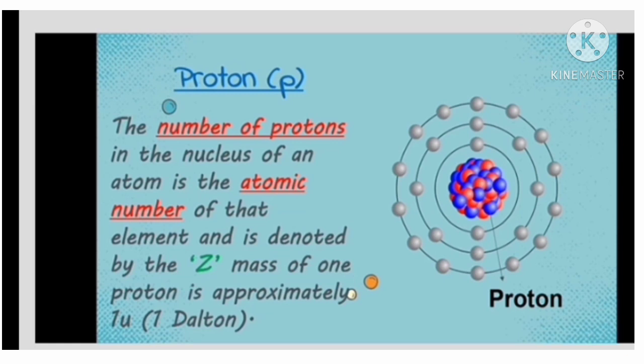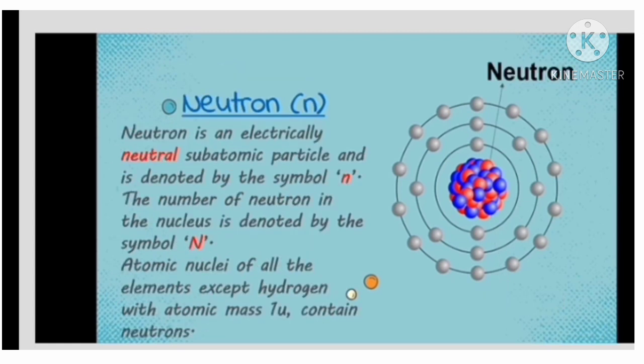The mass of one proton is approximately 1 u. 1 u means 1 dalton. So you can understand that the number of protons in the nucleus of an atom is the atomic number. The atomic number is denoted by Z. So atomic number is equal to the number of protons. Then next point, neutron.